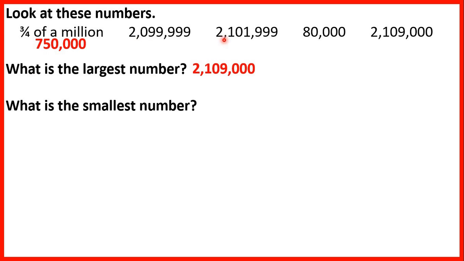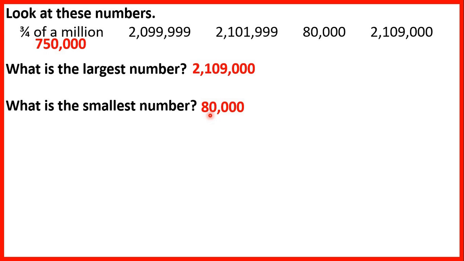2,109,000, because if we look, we have 3 numbers with 7 digits, and they all have 2 as the millions digit. So if we look across to the 100,000s digit, this number has a 0, but both of these numbers have 1. So one of these numbers must be the largest, and to decide which, we can move across again. But both numbers have 0 as the 10,000s digit, so we need to go all the way over to our thousands digit. Here we have 1, but here we have 9. So this number here, 2,109,000, is our largest number.